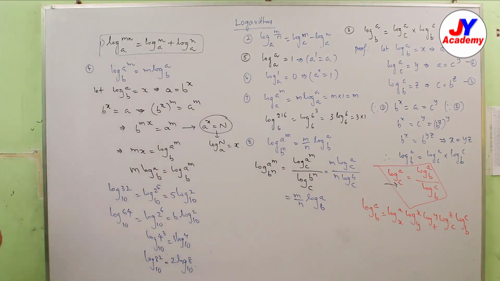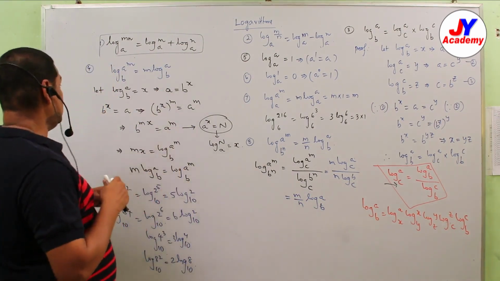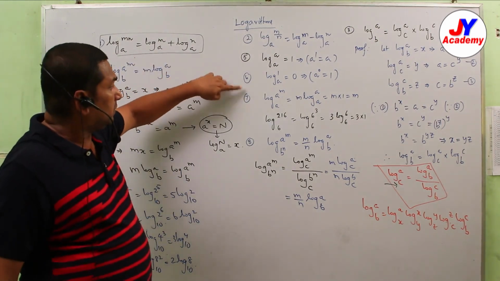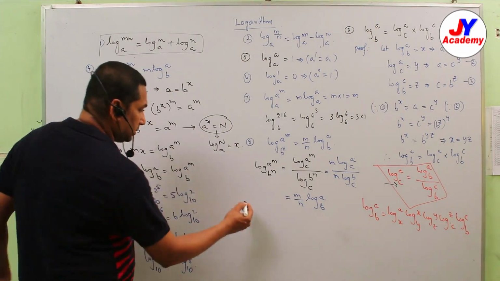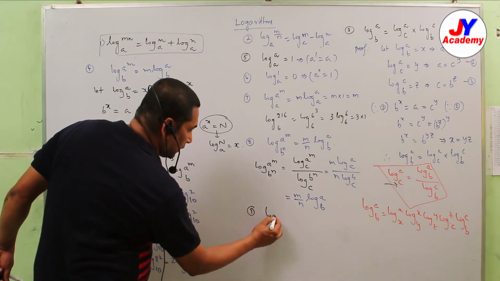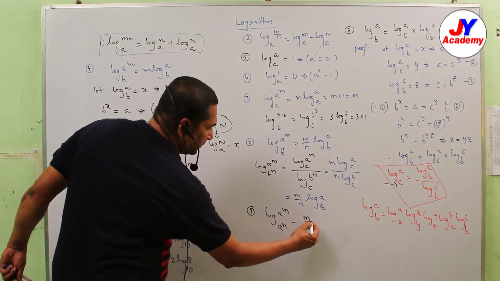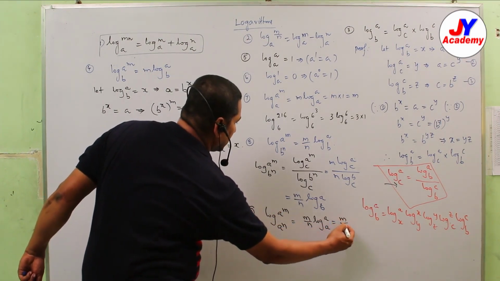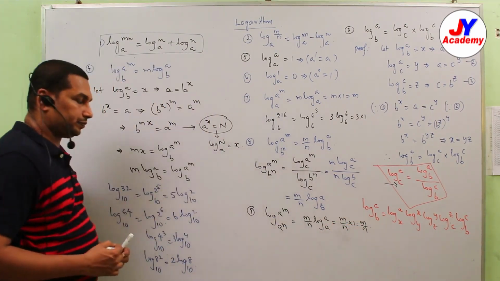Once go through here the results: first one, second one, third one, fourth one, fifth one, sixth one, seventh one, and eighth one. These are the derivations. So now we will see the ninth one, log a power m base a power n, that is equal to m by n log a base a. You know log a base a is 1, so that is equal to m by n.